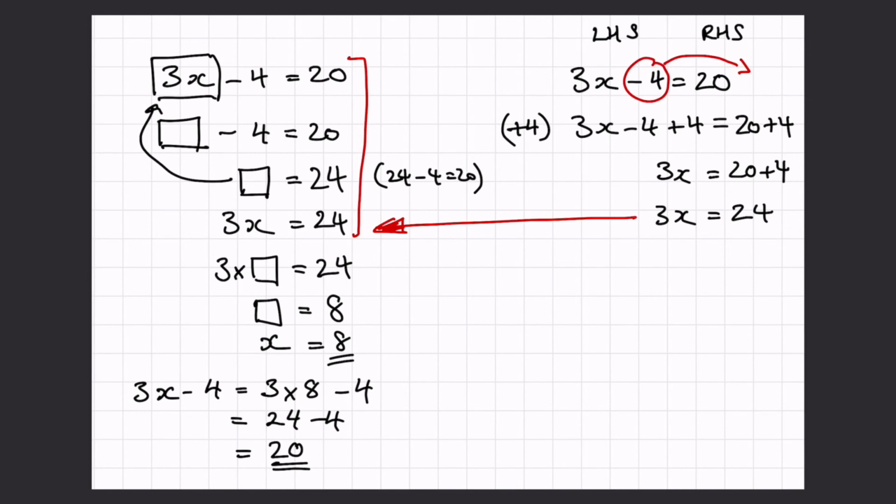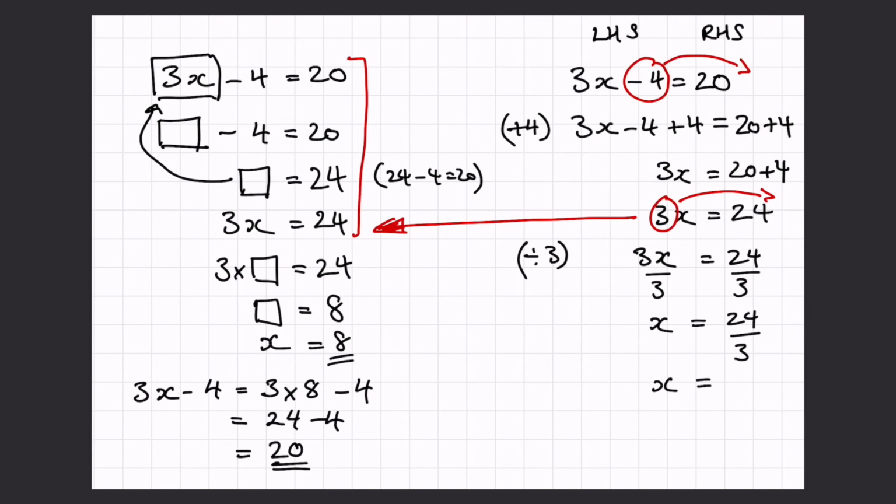So we have 3 lots of x. I want to get this 3 over here. It's multiplied by 3. So therefore, we have to divide by 3. 3x divided by 3 is equal to 24 divided by 3. So that means that x must equal 24 divided by 3. X must equal 8. And that, of course, is what we have over here.